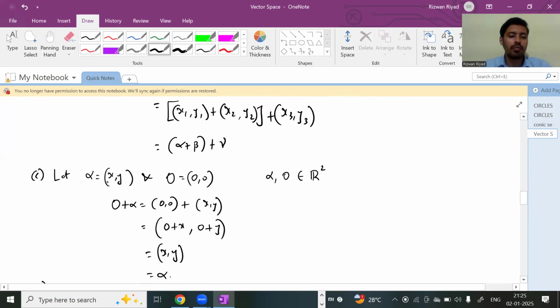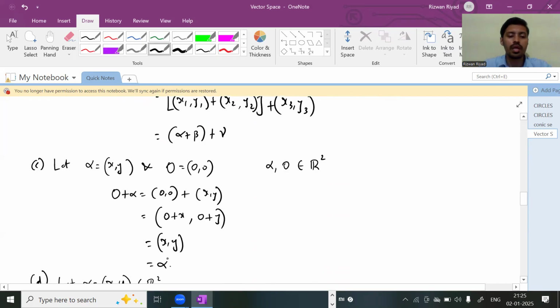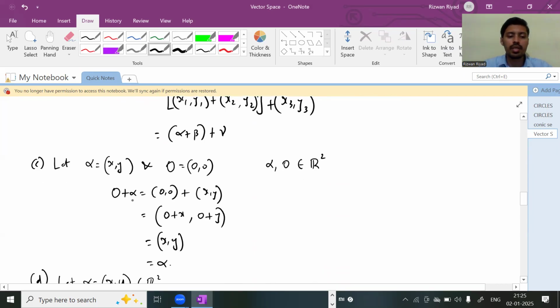Let alpha equal (x, y), an arbitrary element from R square, and we take the zero vector as the ordered pair (0, 0), because (0, 0) is obviously an element of R square, the origin. So let's add them: 0 plus alpha, that means (0, 0) plus (x, y), so (0 plus x, 0 plus y). 0 plus x is x only and 0 plus y is y only. You will get (x, y), which is nothing but alpha. That means 0 plus alpha equals alpha only.